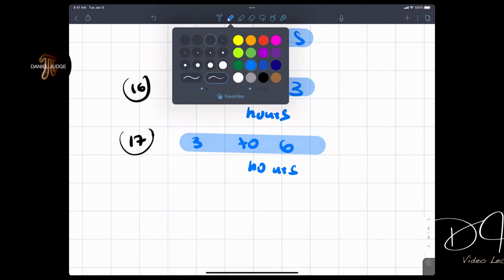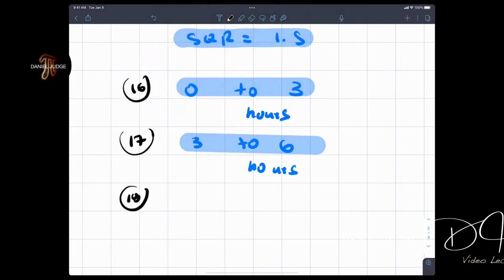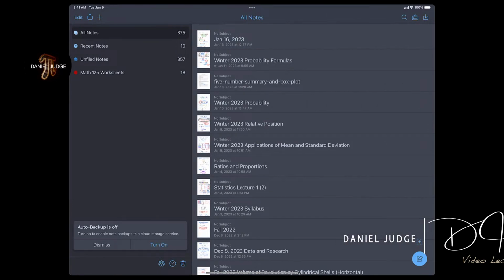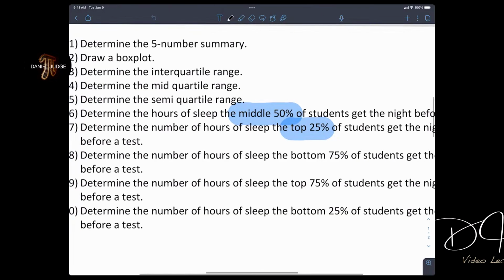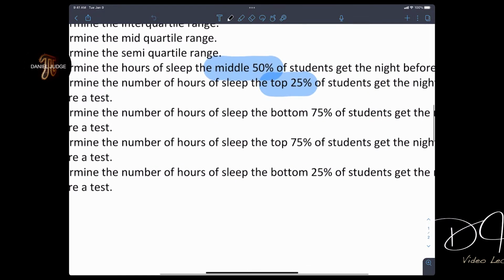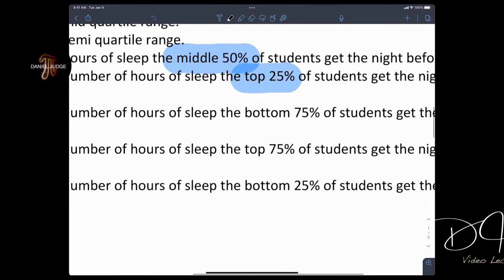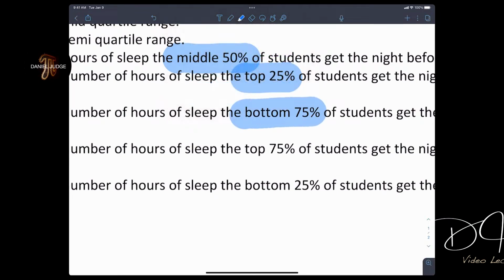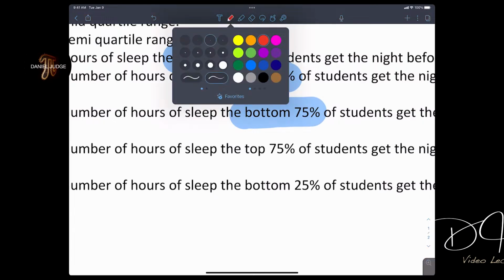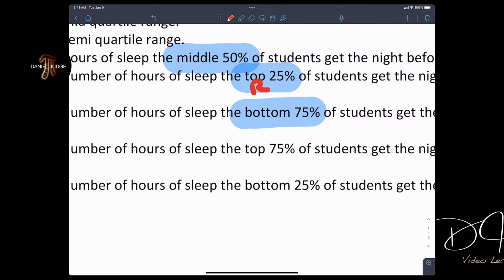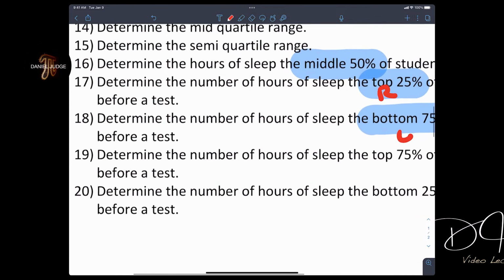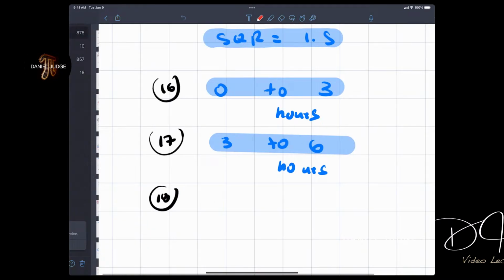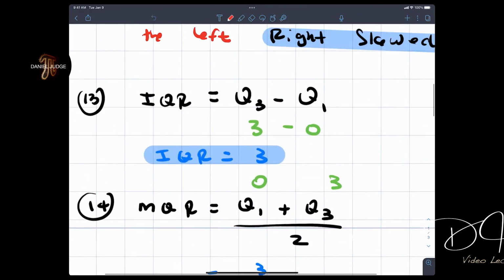All right, number 18. Let's see what they want to know from number 18 now. 5-number summary. Okay. Determine the number of hours of sleep for the bottom 75%. Bottom 75%. That's to the left. The middle, remember, if they say top, think of right 25%. Bottom, that's to the left. Bottom 75%. And then that's question number 18. So bottom 75%. Let's go look at this here.